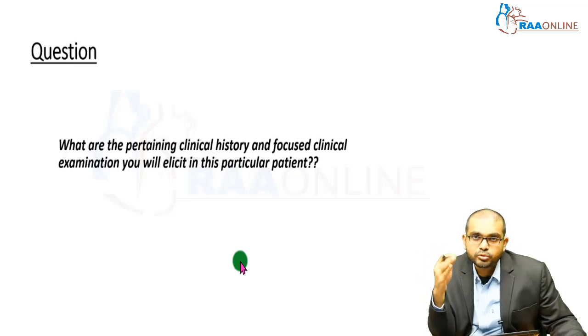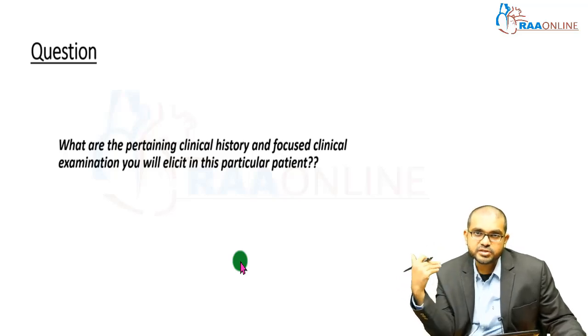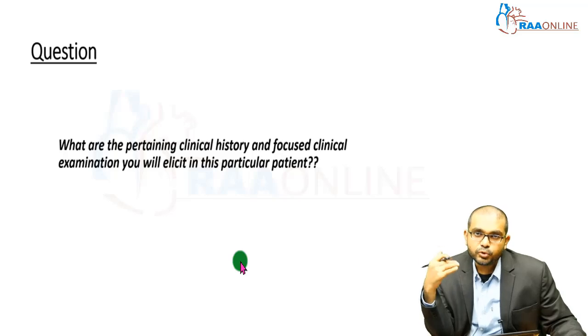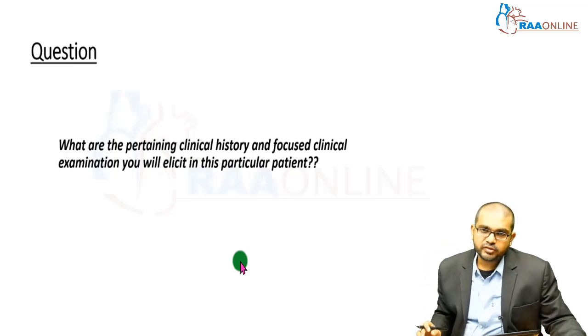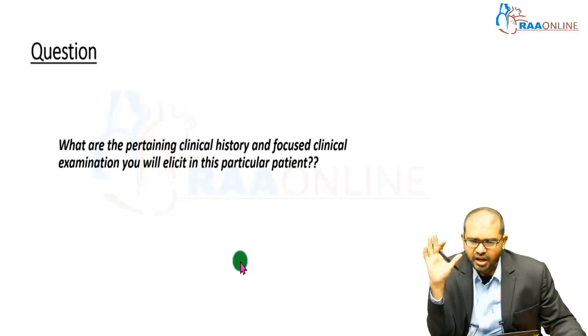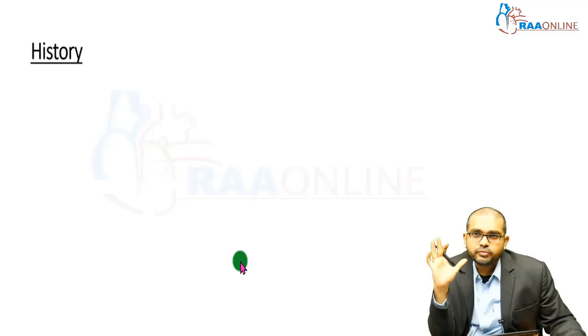So you have sorted out the ABC. Now you have to take a step back. You are going to do the history and clinical examination. What are the focused history and clinical examination to do in this particular patient? As far as history is concerned, you have to ask 5 questions. What are the 5 questions?